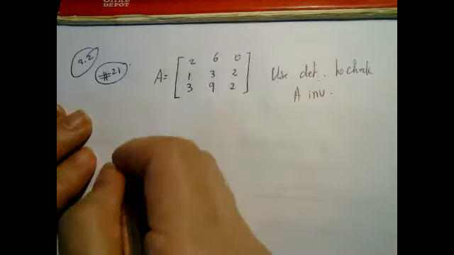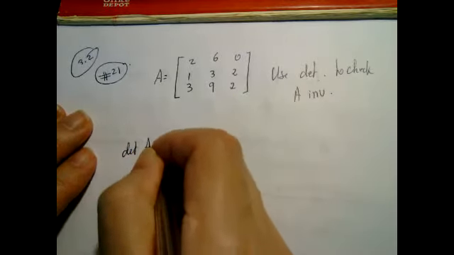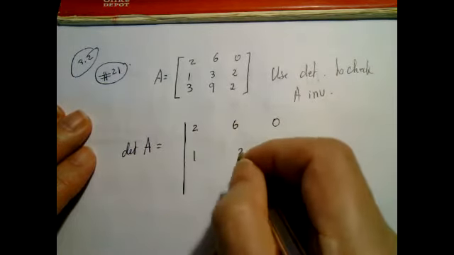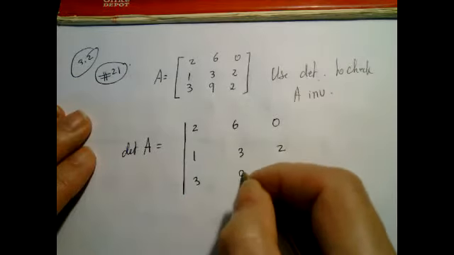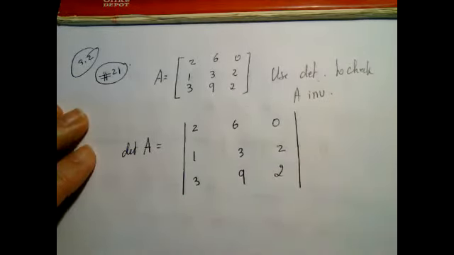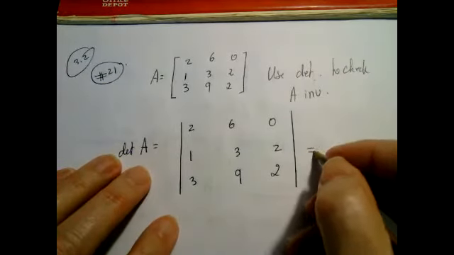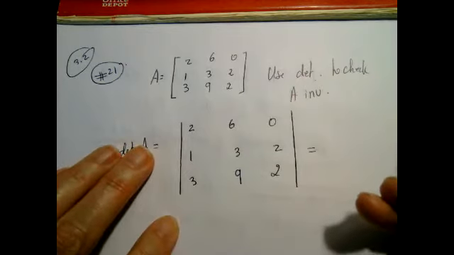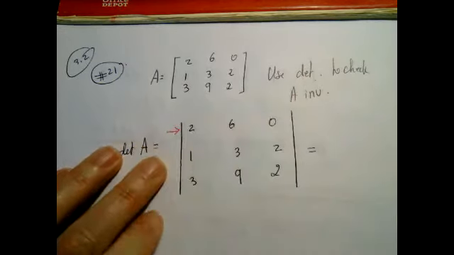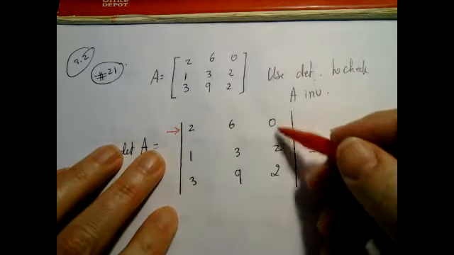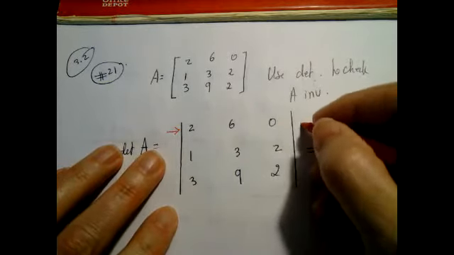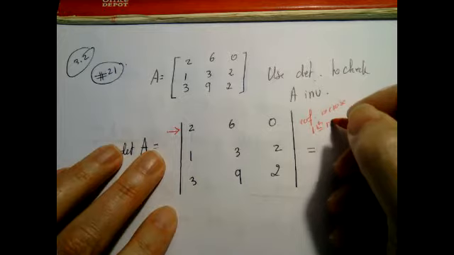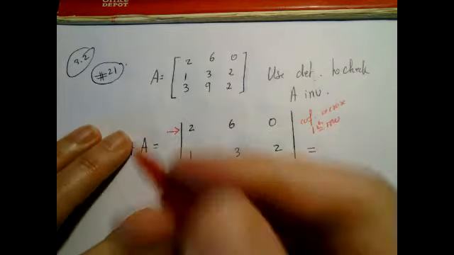So now I compute the determinant of A, which is 2, 6, 0, 1, 3, 2, 3, 9, 2. There are a lot of ways to compute the determinant. As you guys should know by now, we go to the row or column that has a lot of zeros. Now, in this simple problem, this has a lot of zeros. So I'm going to use the first row, cofactor across the first row. Okay, so what does this mean?